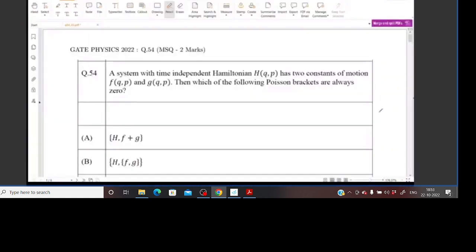Hello everyone. In this video, I shall discuss the solution of question number 54 of GATE Physics 2022. This is a multiple select question. A system with time independent Hamiltonian H has two constants of motion F and G. Here F and G are functions of q and p. Then we need to find out which of the following Poisson's brackets are always zero. Let's solve this question.